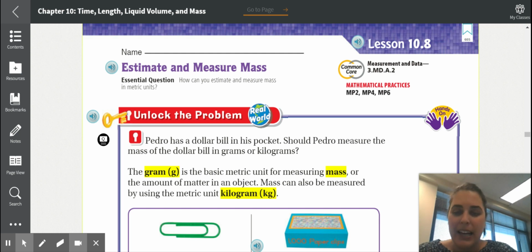Hi, third grade. Okay, today we are on lesson 10.8, and that is called Estimate and Measure Mass.